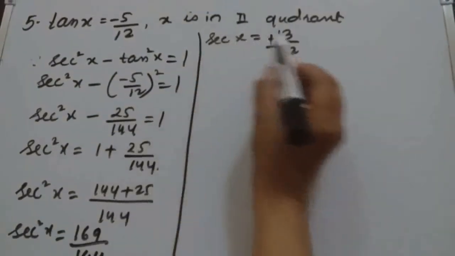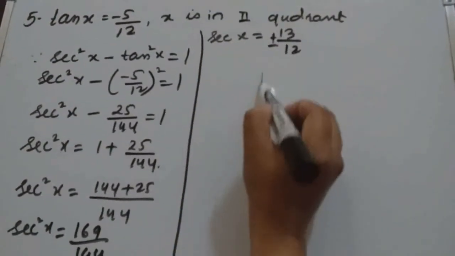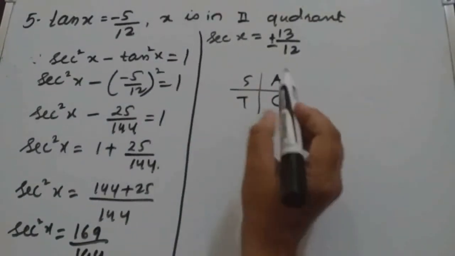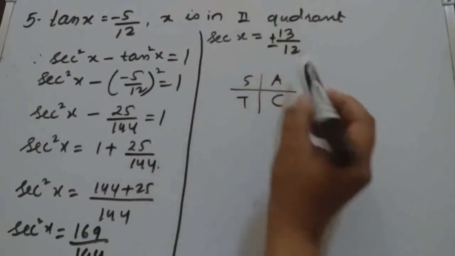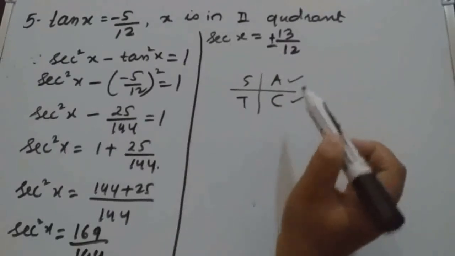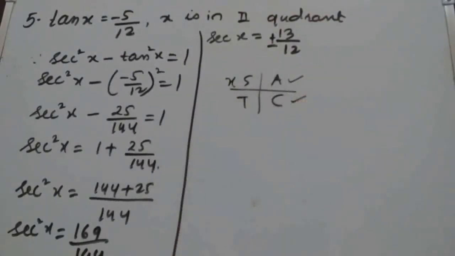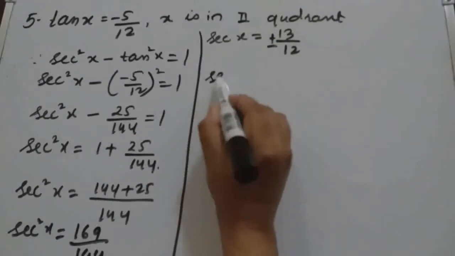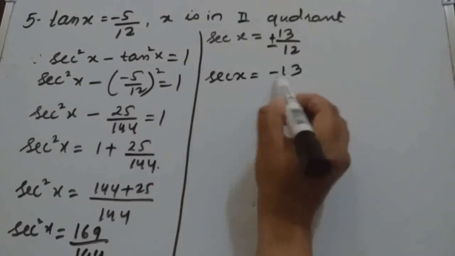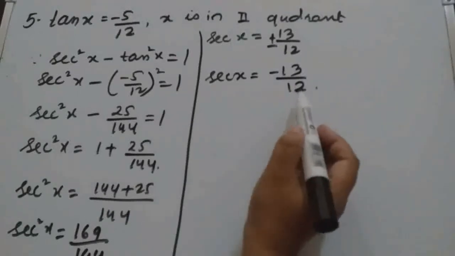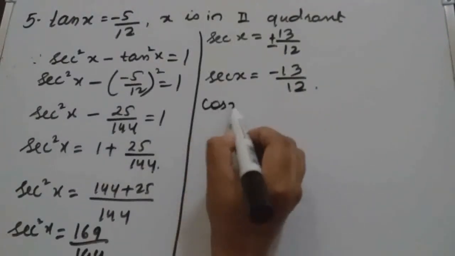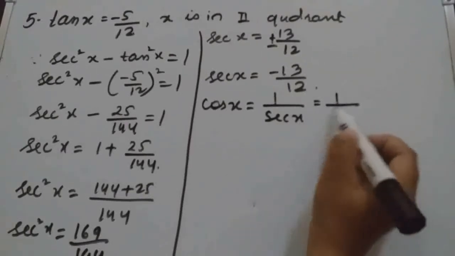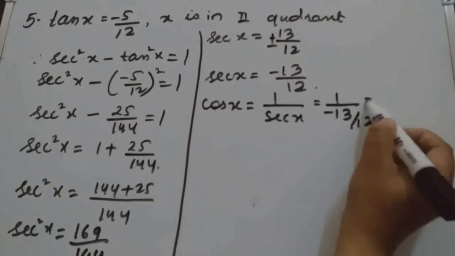Since it is in the second quadrant, we know sec is positive in the first and fourth. Now it is in the second quadrant, so sec x must be negative. So sec x is minus 13 by 12. Now cos x we can find, isn't it? Cos x will be 1 by sec x, that is 1 by minus 13 by 12, which is minus 12 by 13.